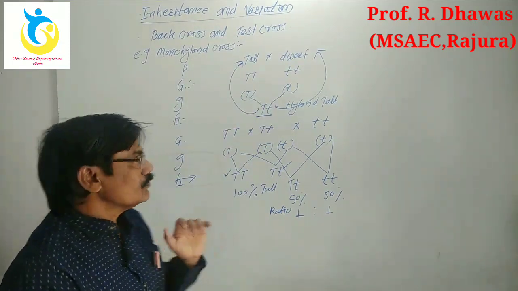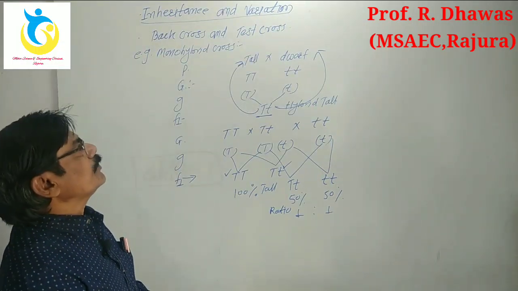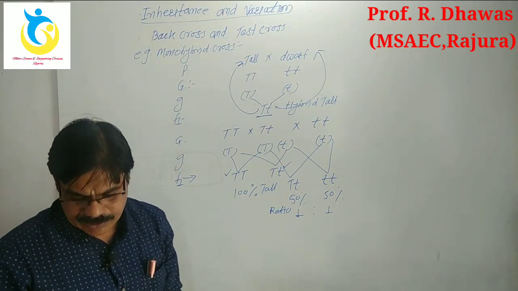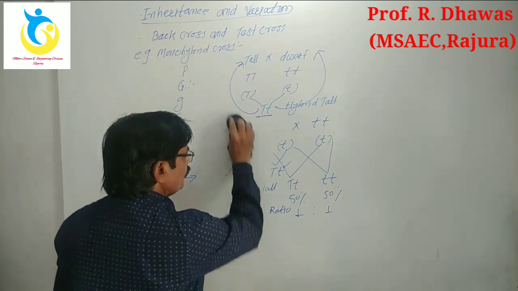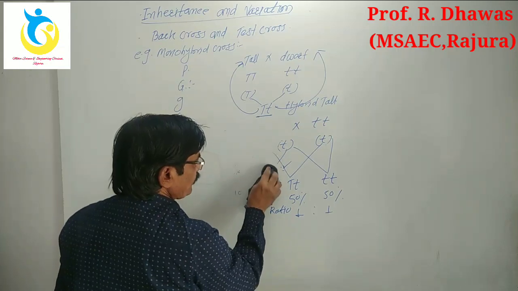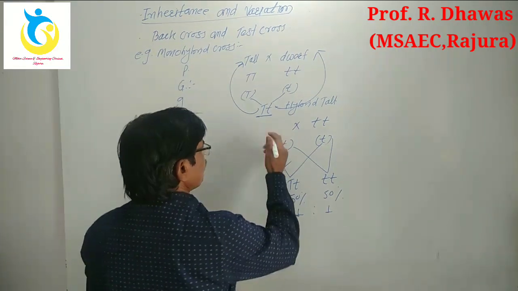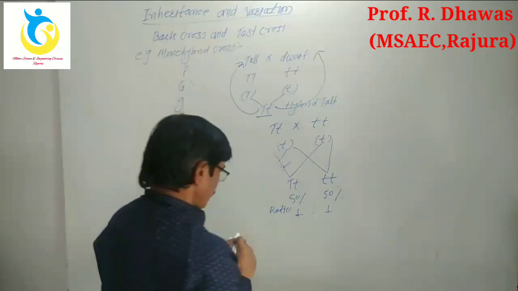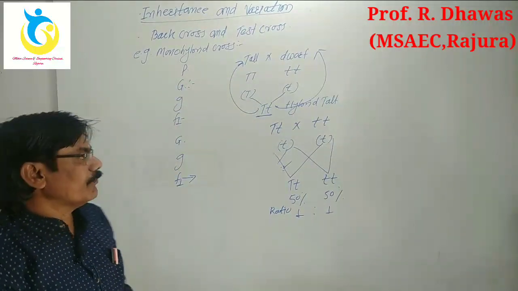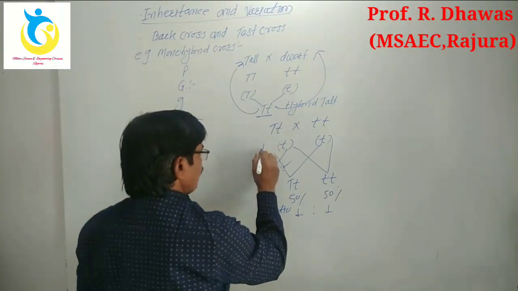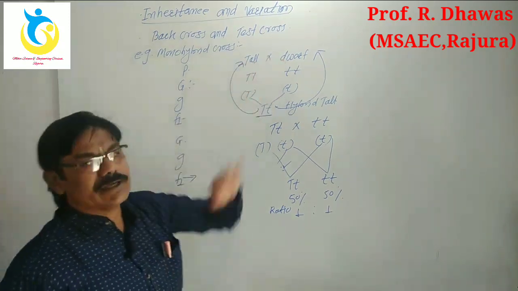Clear this one? So what about the test cross? To which one do we call the test cross? Here in this case, the test cross means only the cross between the F1 hybrid and the recessive parent. That is called the test cross.